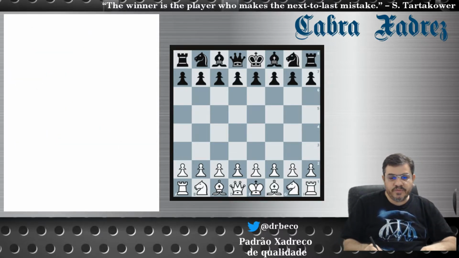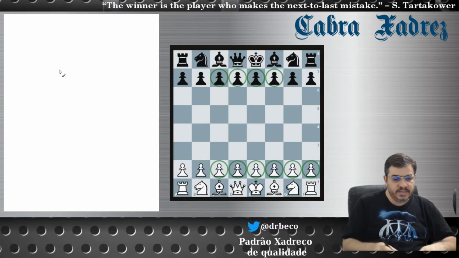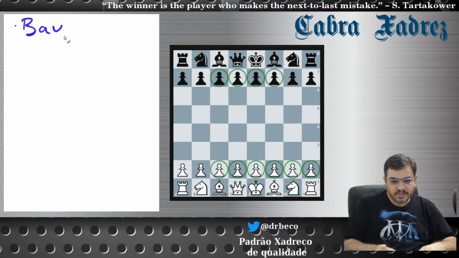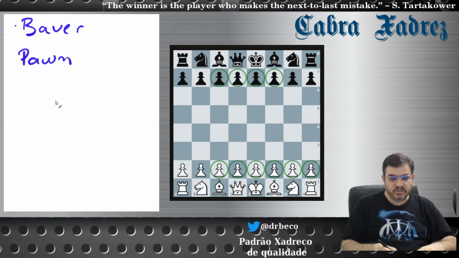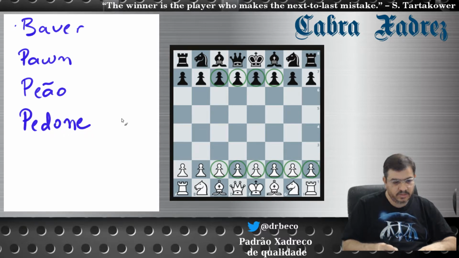So let's name the pieces. Let's start with these little guys here. What are they called? These are the Bauer, or pawn. They are called pawn in English, and in Portuguese, peão. In Italian, pedone.